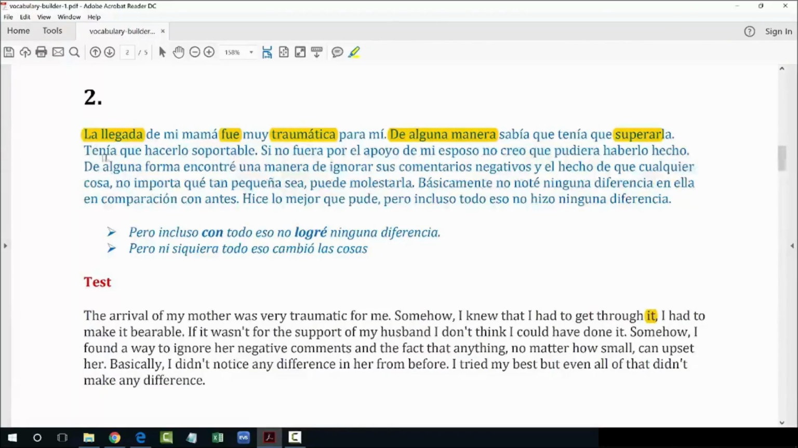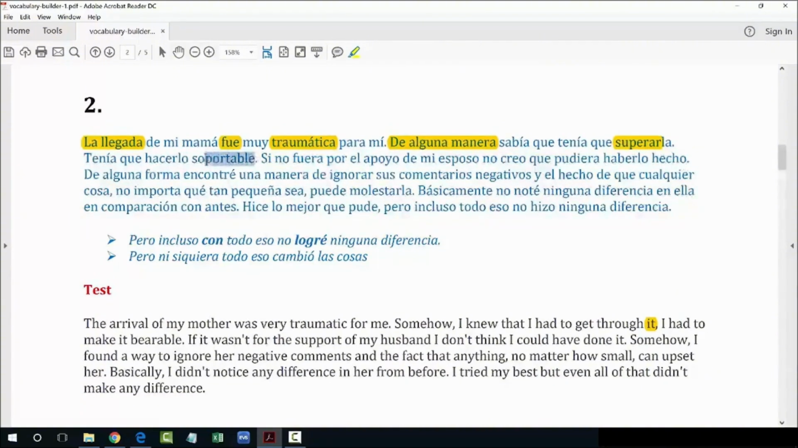In the next line we have tenía que hacerlo soportable. If you wanted, I suppose you could also say tuve que hacerlo soportable. Either way there would be correct. Basically you're saying I had to make it bearable. So from the beginning, somehow I knew that I had to get through it. I had to make it bearable. We might also choose this word and add it into our list. Soportable, bearable. Now we have si no fuera.